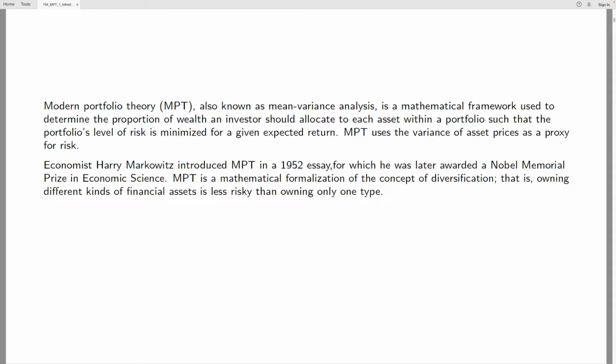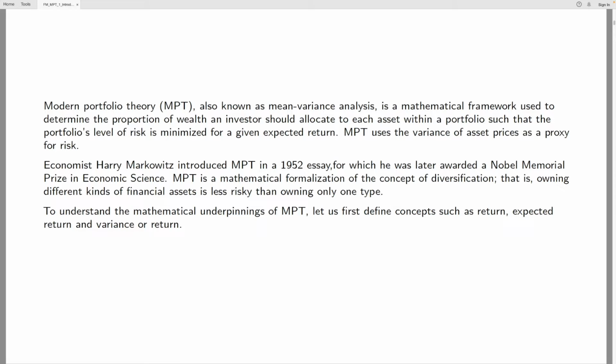Economist Harry Markowitz introduced MPT in a 1952 essay, and he was awarded the Nobel Prize in Economics for this. Now, what you may have heard is that MPT is a mathematical formalization of the concept of diversification. What that really means is investing in different kinds of financial assets is less risky than owning only one type of asset where your risk is concentrated.